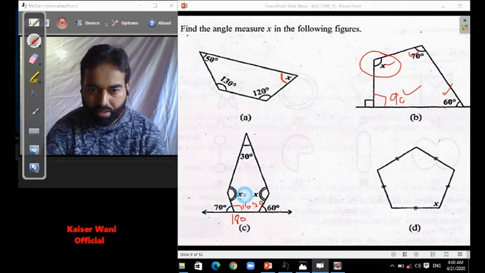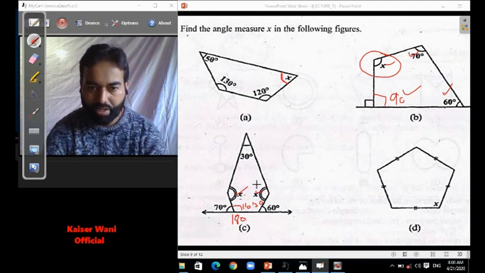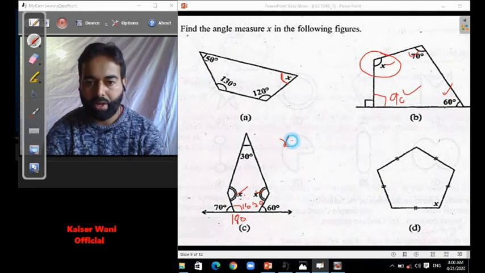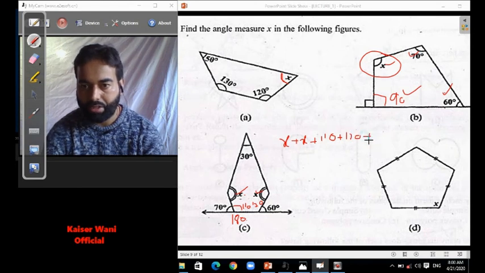Now this is x, this is x. So how can we calculate the unknown angle x? We can say, how many sides are here? 1, 2, 3, 4, 5. So it is a pentagon. So we can say x plus x plus 110 plus 120 plus 30 plus 30.